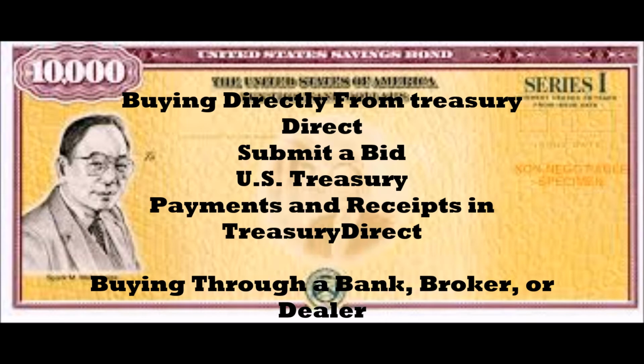Last but not least, buying through a bank, broker or dealer. Banks, brokers and dealers offer two types of bidding for bonds. First, competitive. You specify the yield you will accept. Depending on what yield is determined at the auction, you may or may not receive the bond you want, and if you receive it, you may receive less than the amount you want. Second, non-competitive. You agree to accept whatever yield is determined at auction. You are guaranteed to receive the bond you want in the amount you want.